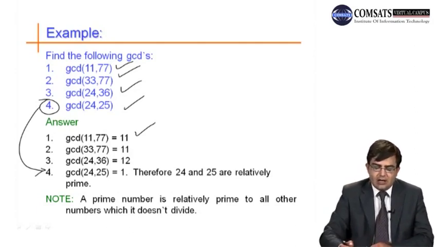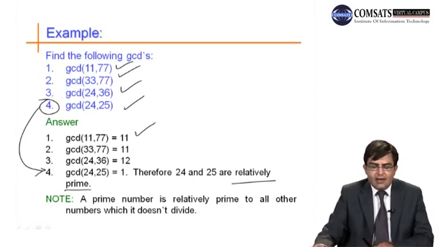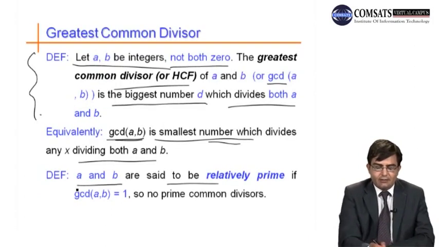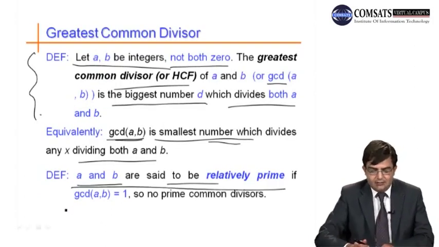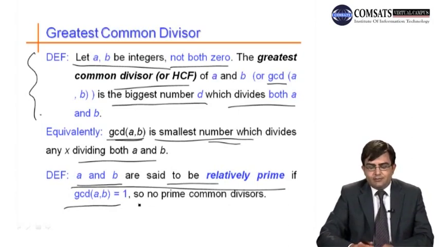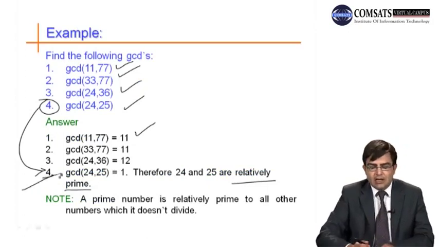Such types of numbers are called relatively prime. As in the definition here, a and b are said to be relatively prime if the GCD of a and b is equal to 1. So they don't have any common prime divisors. So once again, the relatively prime numbers are those numbers whose GCD is equal to 1.